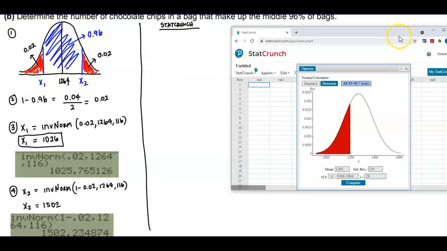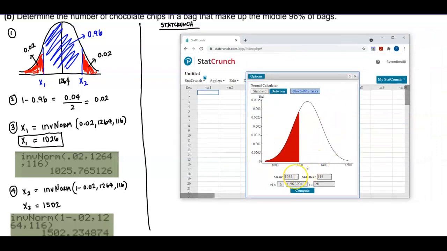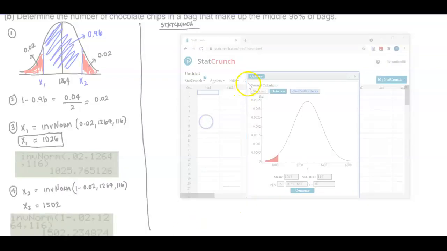Okay, now let's say we wanted to use StatCrunch. So we know what our area should be. It's 0.02 and 0.02 here. So we need to at least go from x1 to x2 before we start our StatCrunch. We're going to use our calculator here. We know that our mean is 1264. Our standard deviation is 116. And we want to find what is the value of x when the area is 0.02. So we're going to change this area to 0.02 and then select compute. And then you can see what we get for that result.